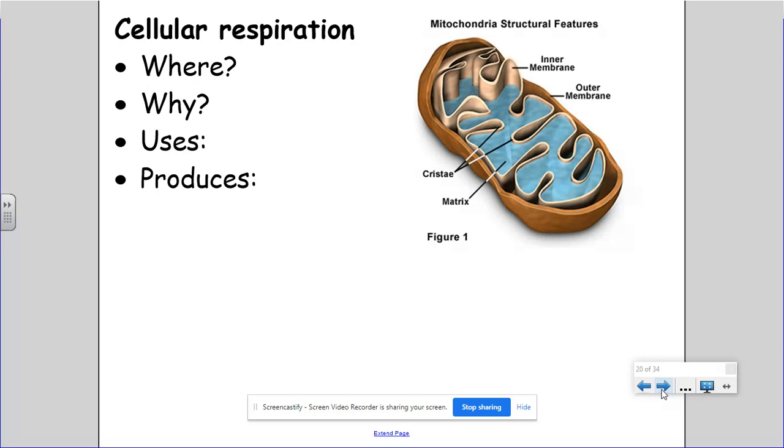Cellular respiration is going to use organic molecules such as glucose. It's also going to use oxygen, and it will produce carbon dioxide, water, and ATP. On the right, you'll see the picture of a mitochondria. Please draw this and label. It's important that we know the structure of a mitochondria to understand where cellular respiration occurs.